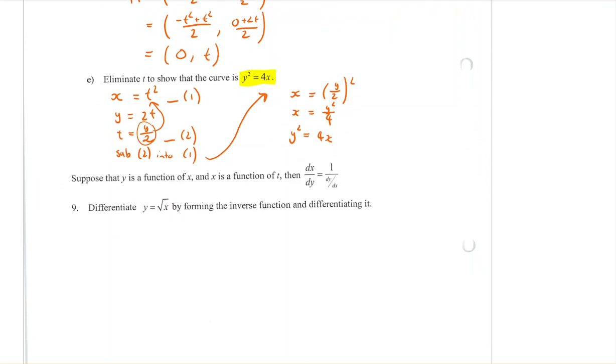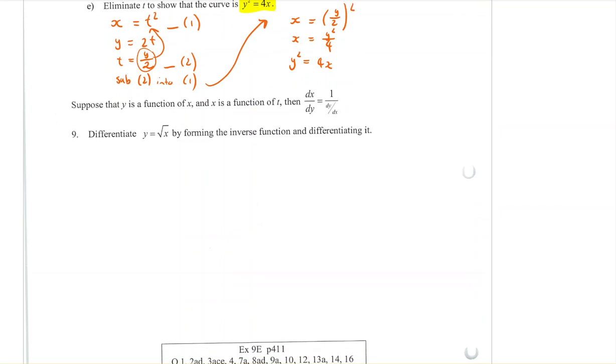Then there's a little note here. It says, suppose that y is a function of x and x is a function of t, then dy over dx equals 1 over dx over dt. So let's have a look at this next question. Differentiate y equals square root of x by forming the inverse function and differentiating it.